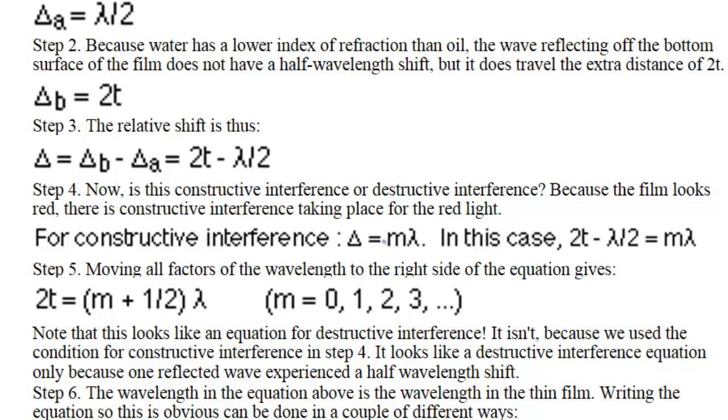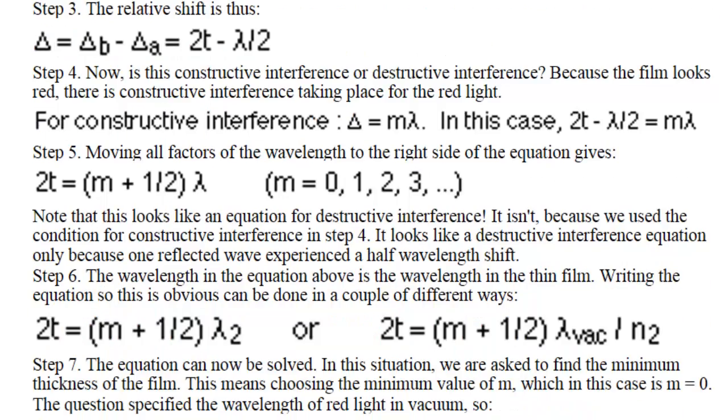And if we move all the factors for the wavelength on one side and all the factors for t on the other side, we get 2t is equal to (m plus a half) times lambda. Now this actually looks kind of like the equation for destructive interference, but it's not, because we used the condition for constructive interference in step 4. It looks like destructive interference simply because you've got the m plus a half, but that's because of the phase shift in that first step.